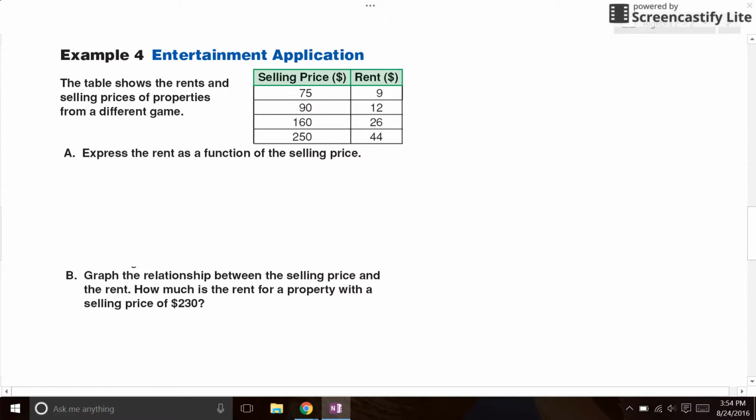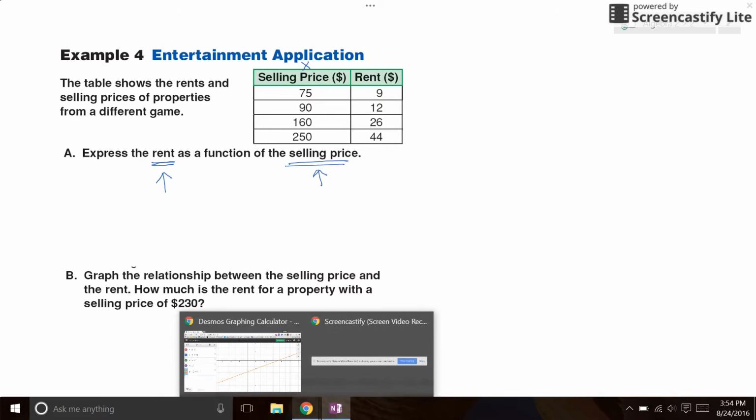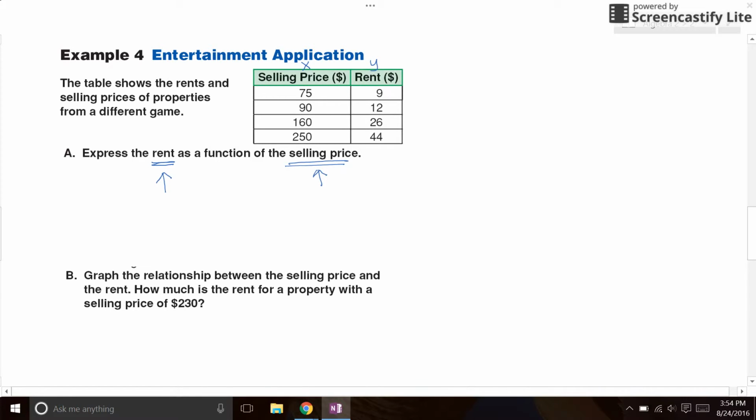So again, I would like to make an equation. I want to express rent as a function of selling price. In other words, I want to be able to tell you the rent if I know the selling price. That's all that means. So let's make this a table. What's stopping us from calling the selling price the x's and the rents the y's? So we'll call the selling price the x's, the rents the y's. Just think of them as points.